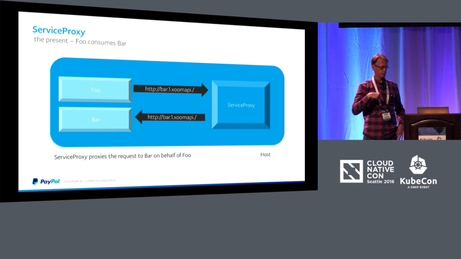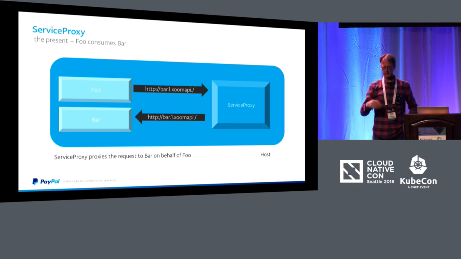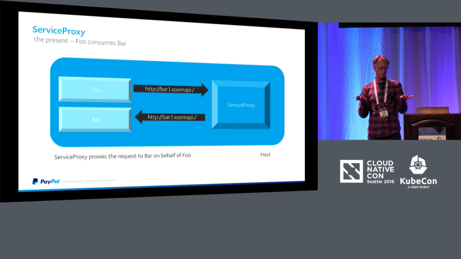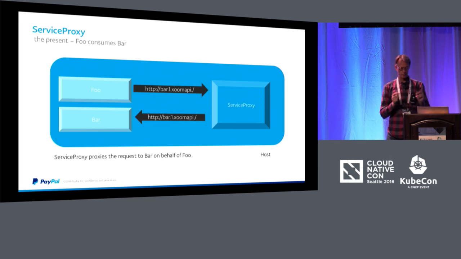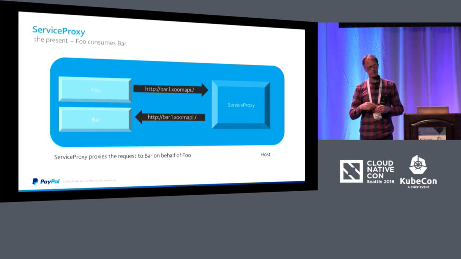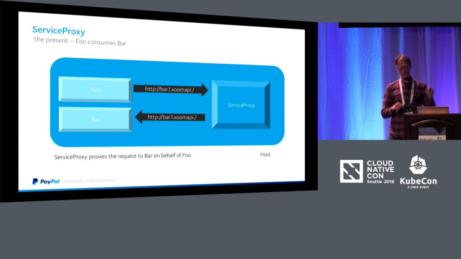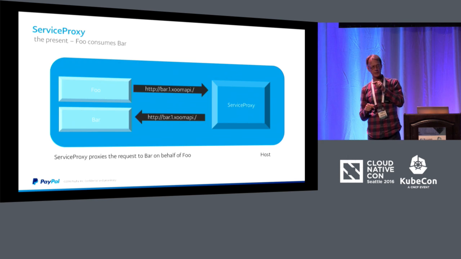Foo doesn't know the Service Proxy is there. All it knows is that it got an answer from something going by the name bar.1.zoom API. Bar doesn't know Service Proxy is there either. Through tricks of DNS, Service Proxy is insinuated into the call path for both of these clients. For bar during registration, for foo to consume bar.